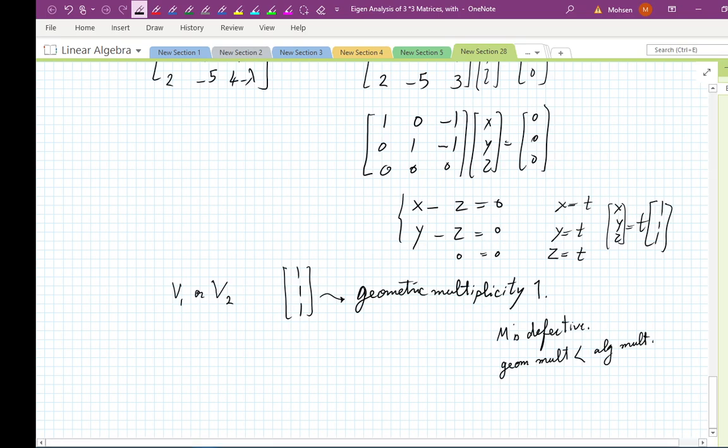Okay, so that is how to solve one case of matrices with multiplicity. Maybe we'll have another example, but let's put that on a separate lecture.